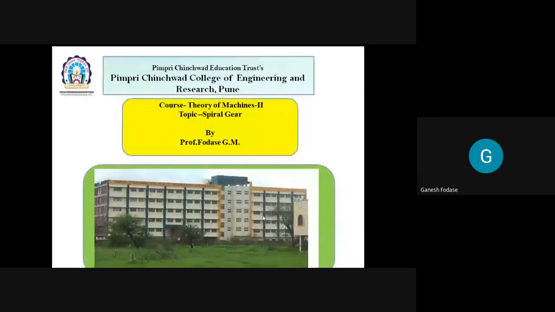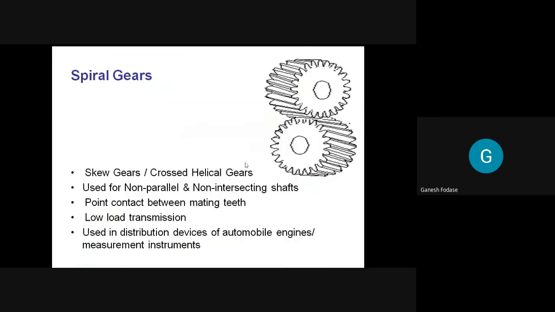Okay. So actually, spiral gear, you can say it is nothing but a special case of helical gear with some specifications. So spiral gears are called as skew gears or cross helical gears. Is the PPT of spiral gear visible to all? Yes, sir. Okay. So spiral gears are called as the skew gears or cross helical gears.